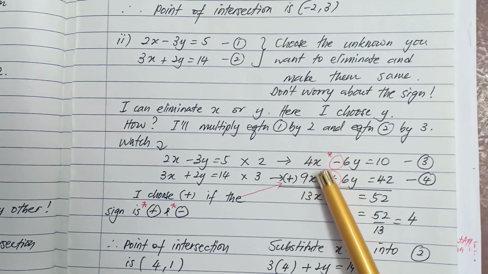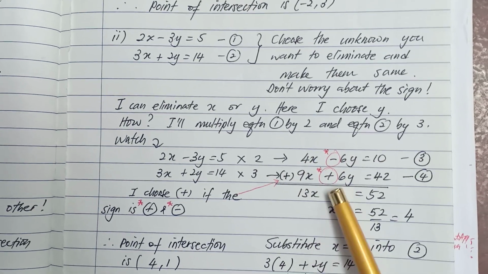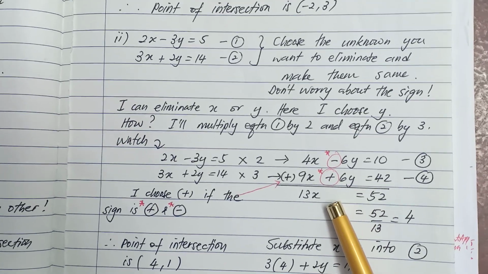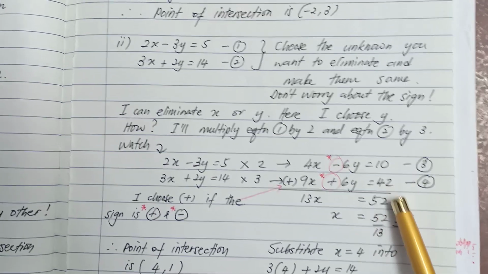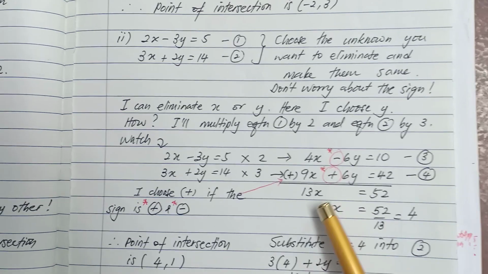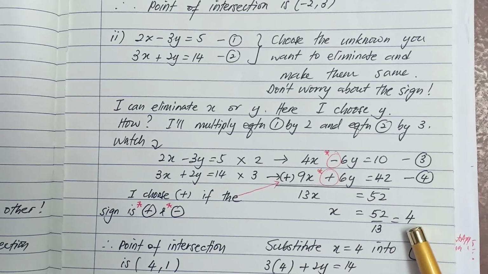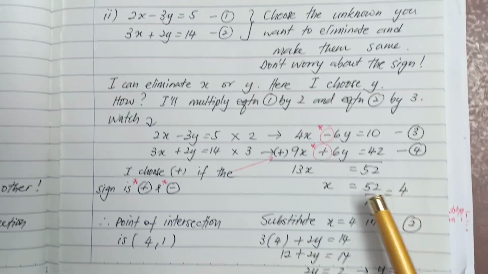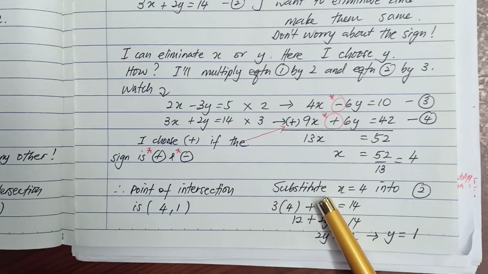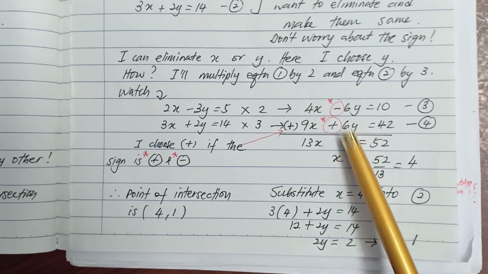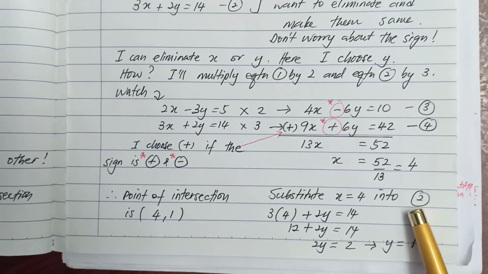So when I add here, 9 plus 4 is 13x. But negative 6y plus 6y becomes 0. And 10 plus 42 gives me 52. Therefore, 13x is 52, x is 52 divided by 13, I get 4. So now it's very easy after that: substitute x equals 4 into any equation. I am choosing equation 2, which is easier.